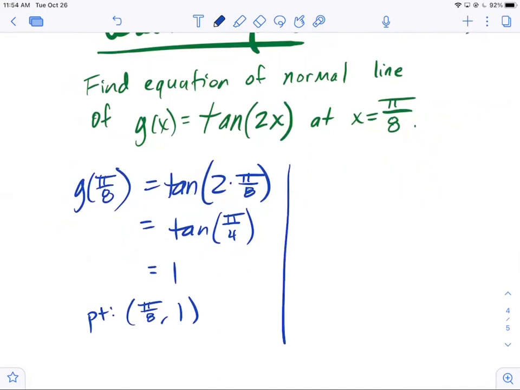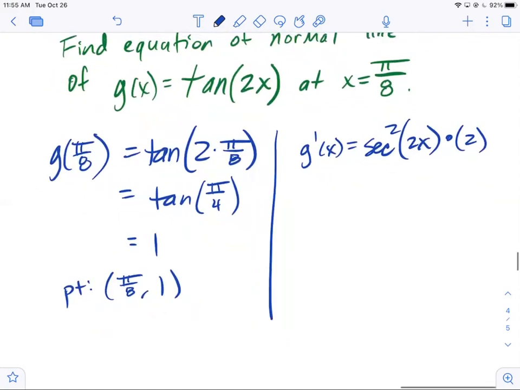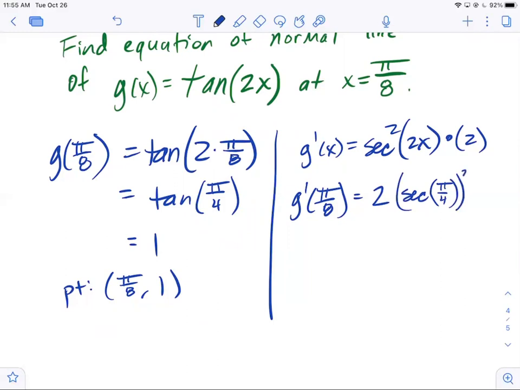But first we need the slope of the tangent line, which first we need the derivative as a function of x. So g prime of x is going to be the chain rule, right? It's the derivative of tangent of blob, which is secant squared of the blob, and then times the derivative of the blob, which generates another 2. So 2 secant squared of 2x. And now we can plug in your pi eighths. So g prime of pi eighths, I'm just going to bring the 2 in the front, and I'm going to call that secant of 2 times pi eighths, which is still pi fourths, and then I'm going to write it like this, squared.